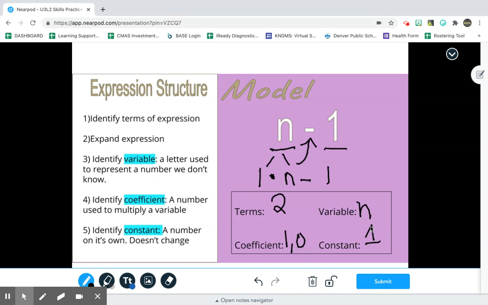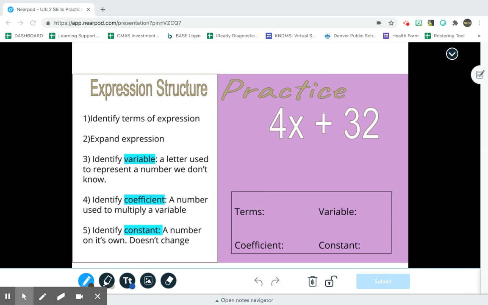All right, let's see if you can do this on your own. This would be good practice before you get into your actual work. All right, so we have the expression 4x plus 32. Go ahead and pause this video and try to do this on your own on a piece of paper or a whiteboard to see if you can get this correct.